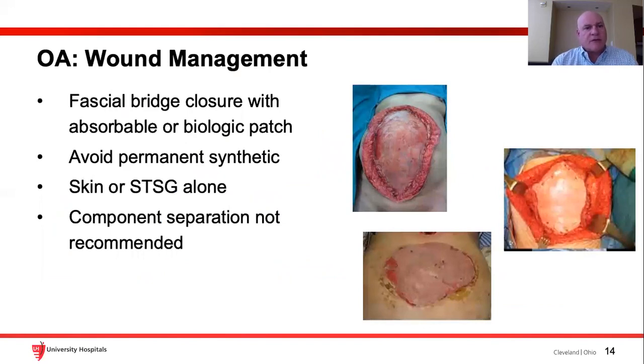If fascial closure cannot be attained, fascial bridge closure with an absorbable biologic patch is recommended. One should avoid a permanent synthetic. Skin or soft tissue, split thickness skin graft can be used over a relatively clean bed. And component separation is not recommended at this time, as this is a once and done management strategy, and is better strategically done in a delayed fashion.